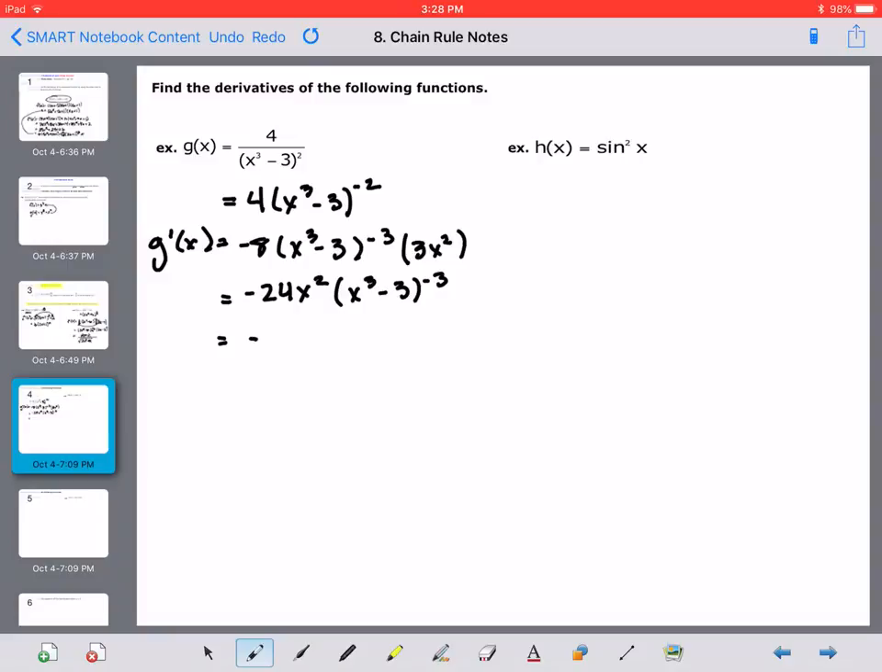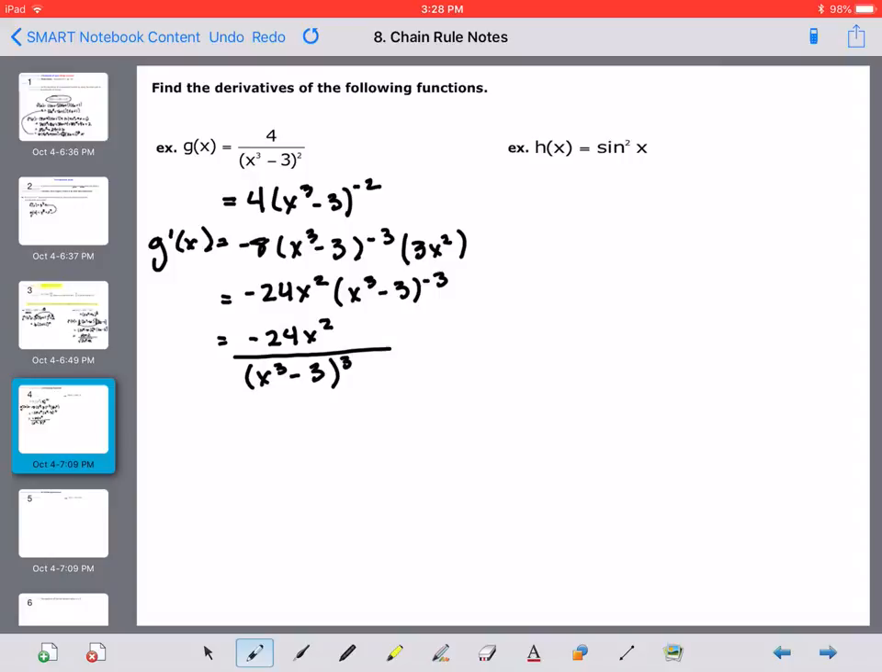Negative exponents means I need to change this location. The first term has a positive, so it's going to stay in my numerator. And the other part has a negative exponent, so it's going to come to my denominator to make it positive. And there's our derivative. Okay.